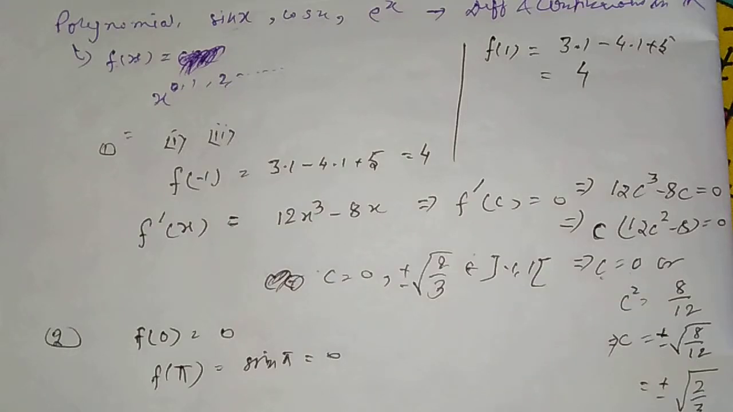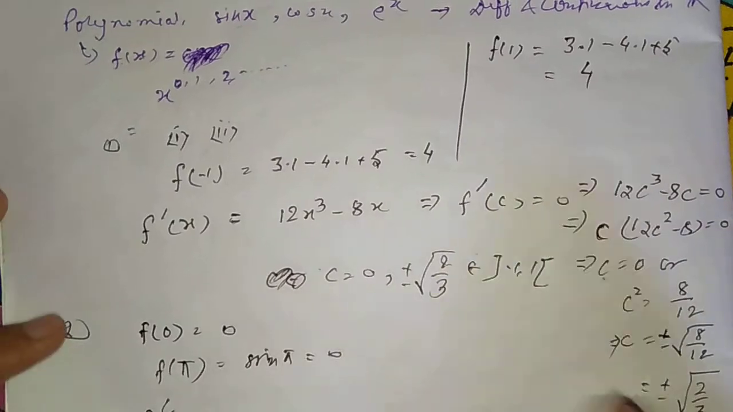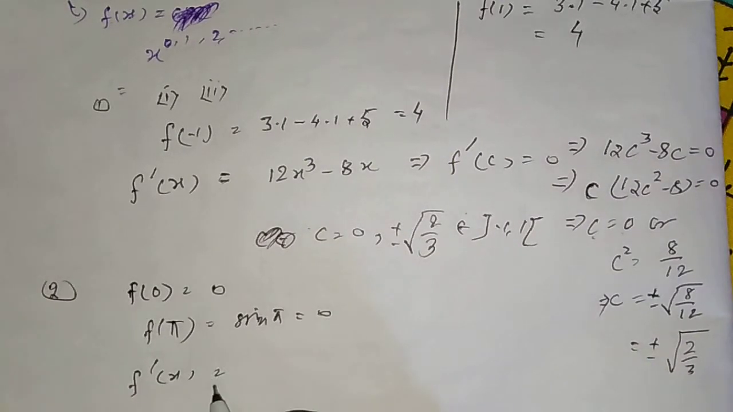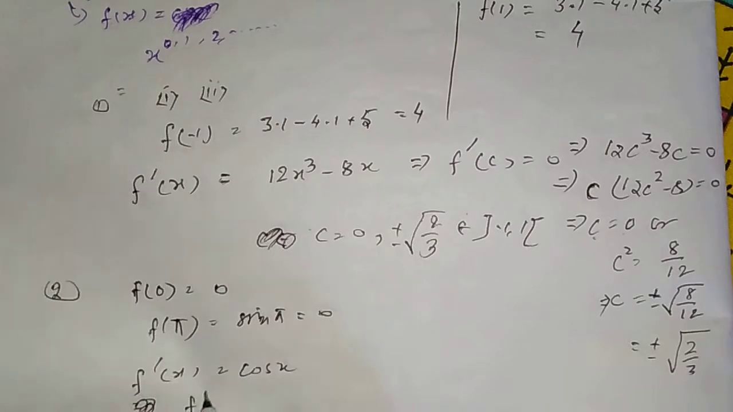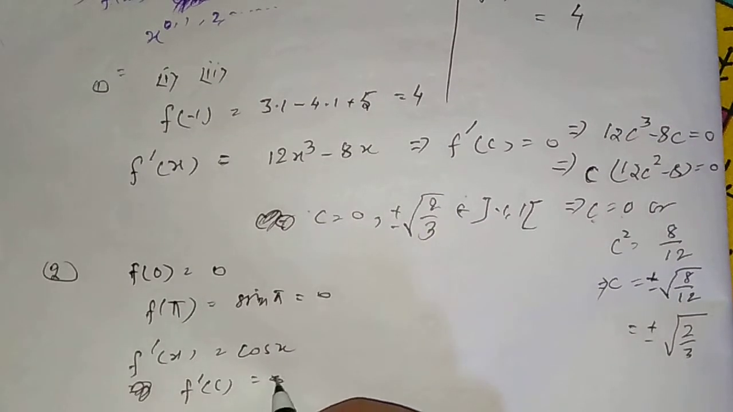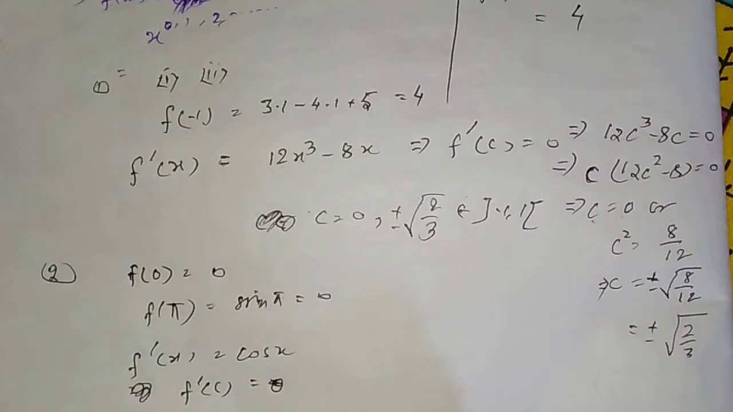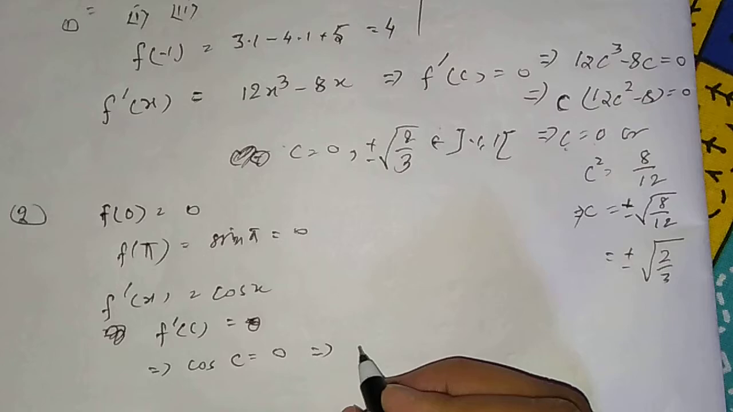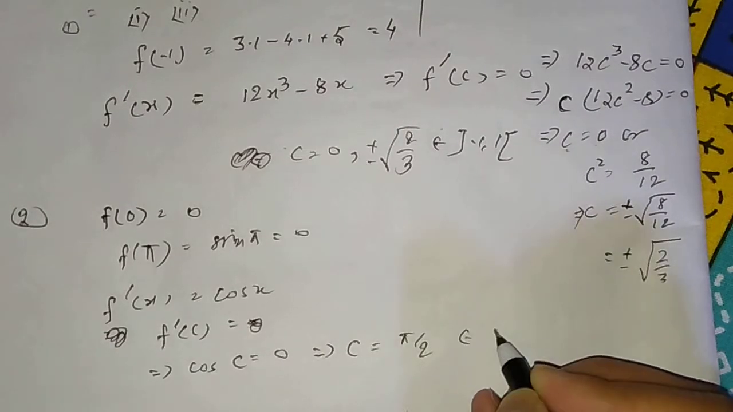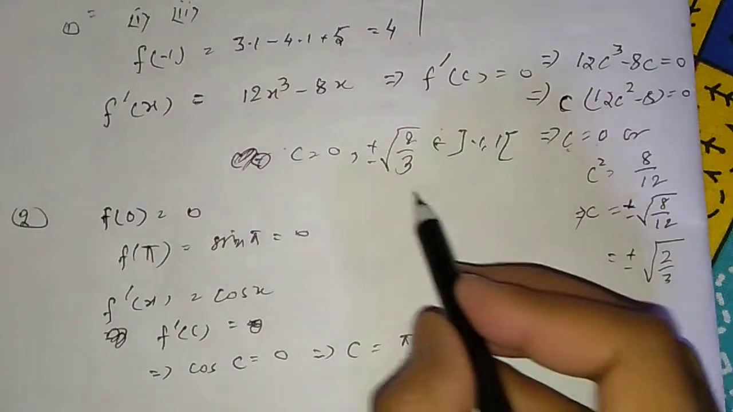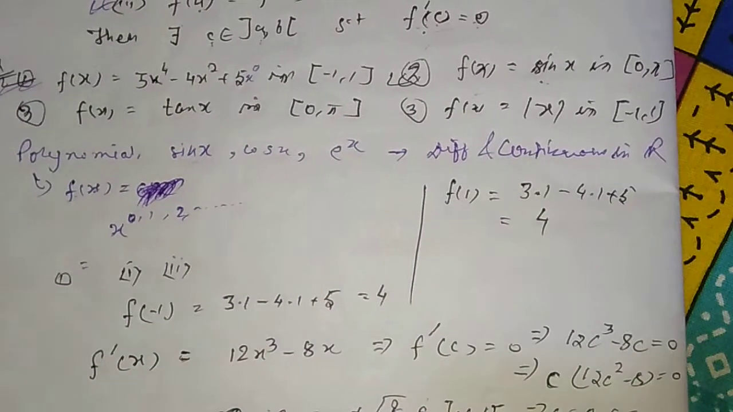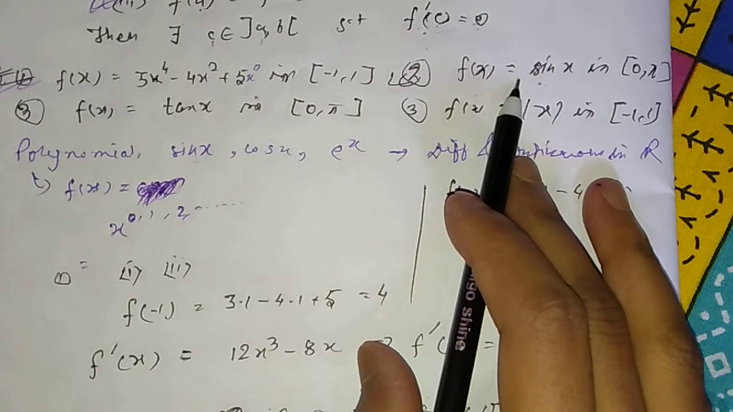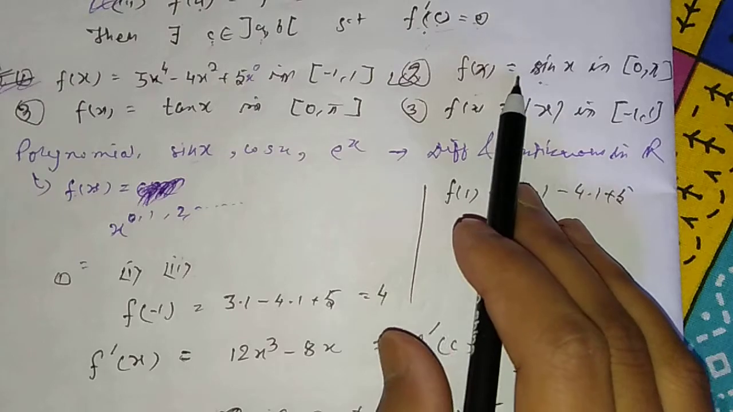Now we must get a point c such that f dash c is equal to 0. So we have to find f dash x first. Since f(x) is sin x, the derivative of sin x is cos x. Now f dash c is equal to 0, that is cos c is equal to 0. This implies c must be pi by 2, which belongs to the open interval 0 to pi. So all the properties of Rolle's theorem are verified, and this function satisfies Rolle's theorem.